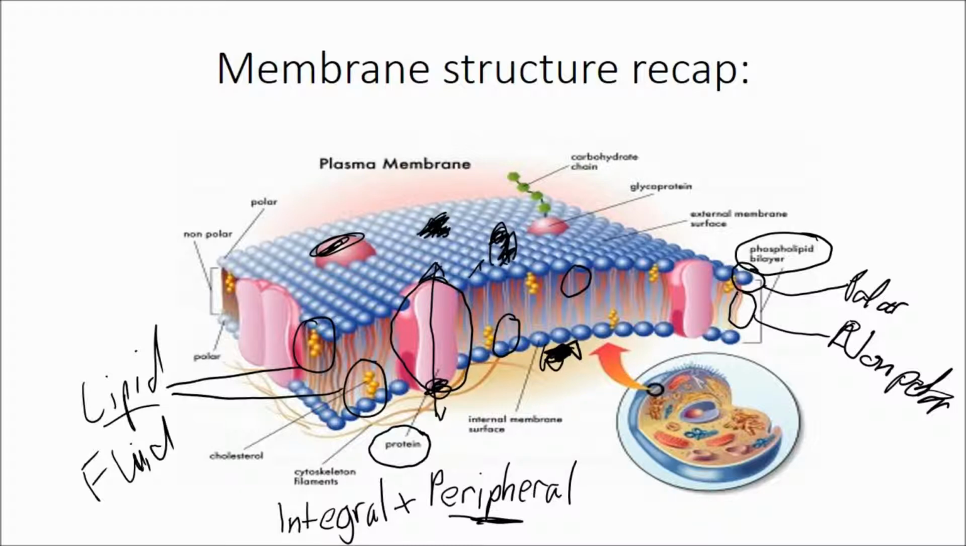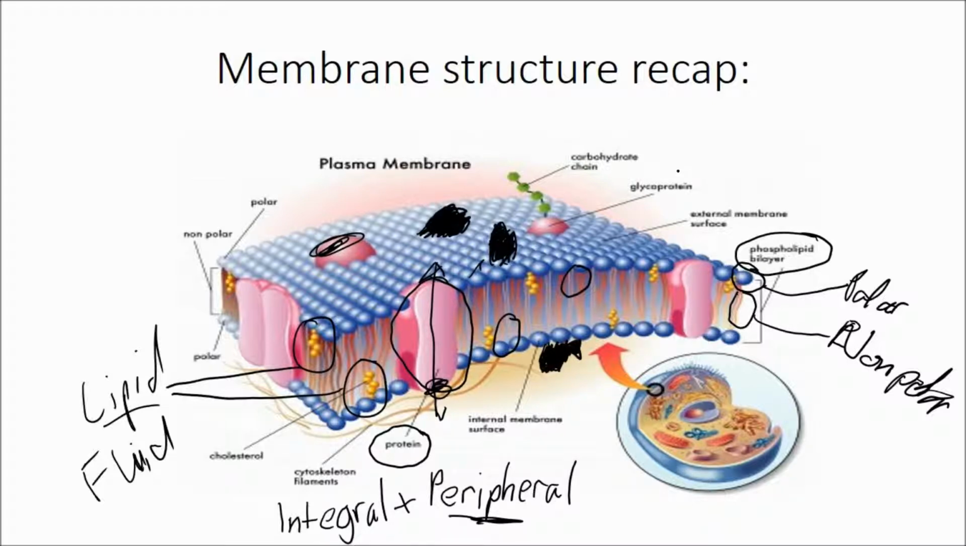A defining characteristic of these peripheral proteins, as opposed to their integral counterparts, was that they were not permanent fixtures within the plasma membrane. They were able to move around, and they weren't always found within the plasma membrane at any given time.